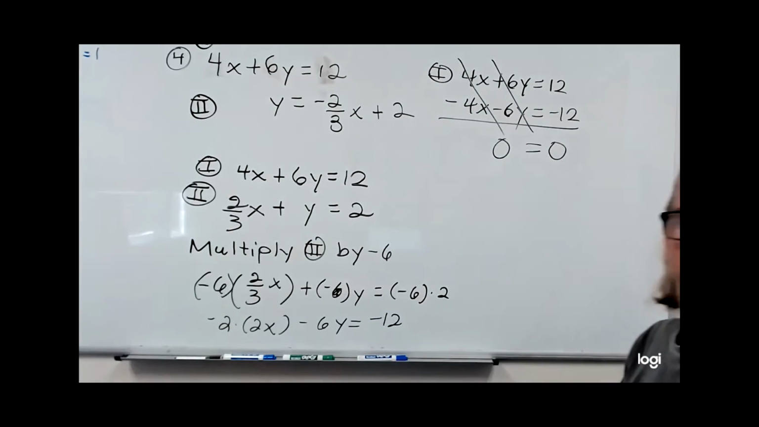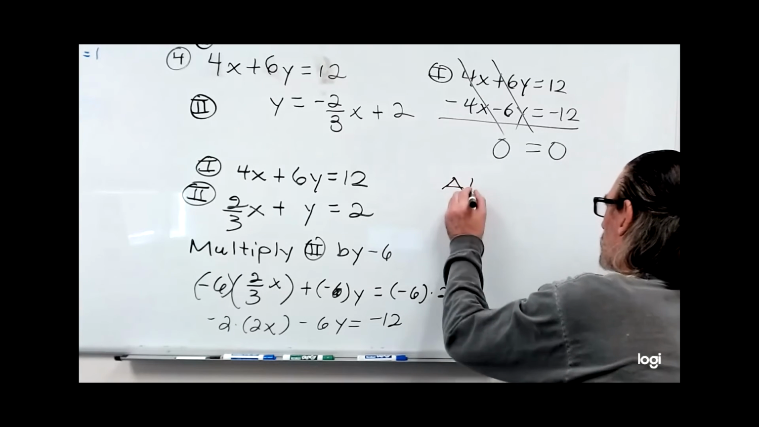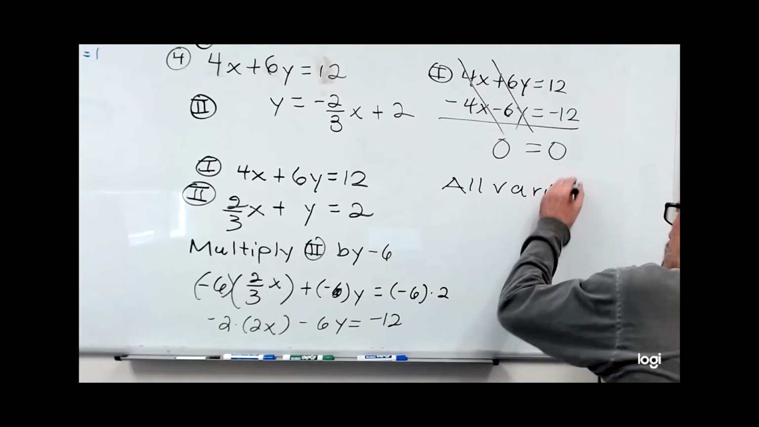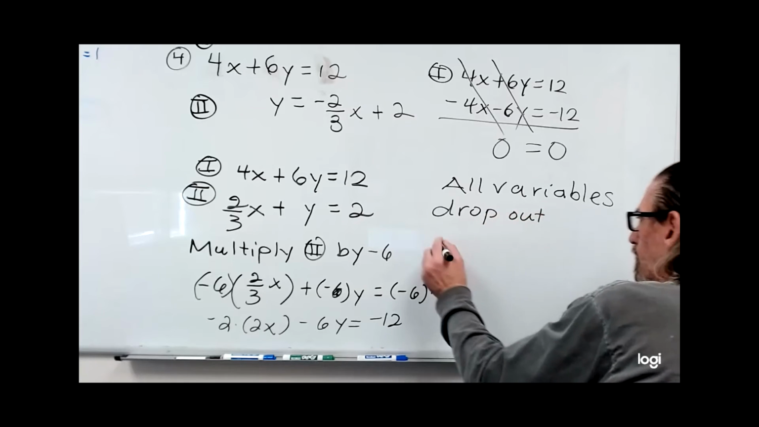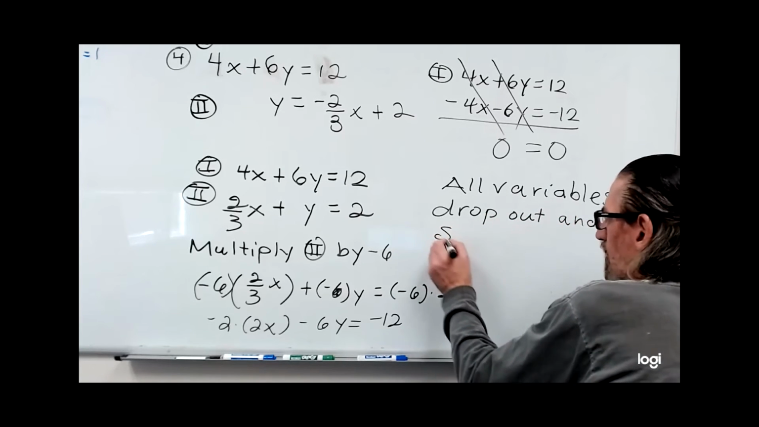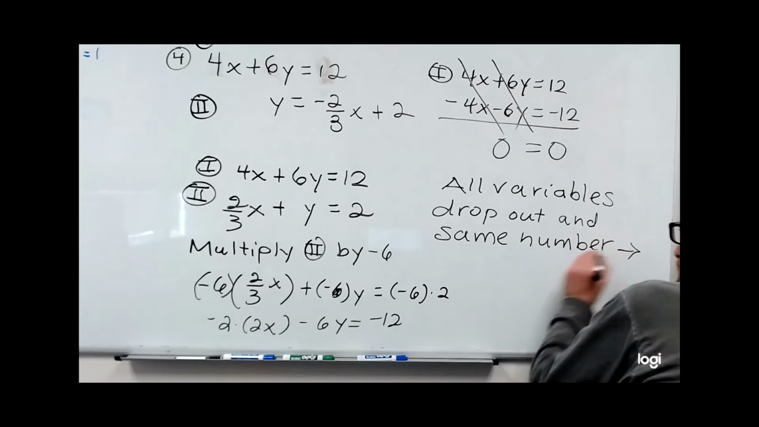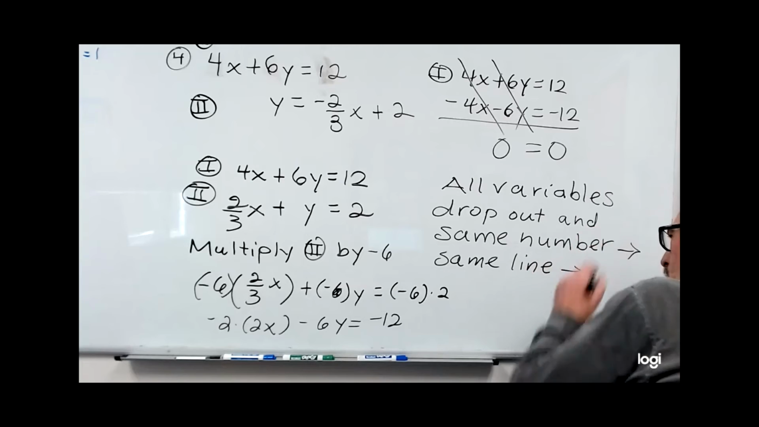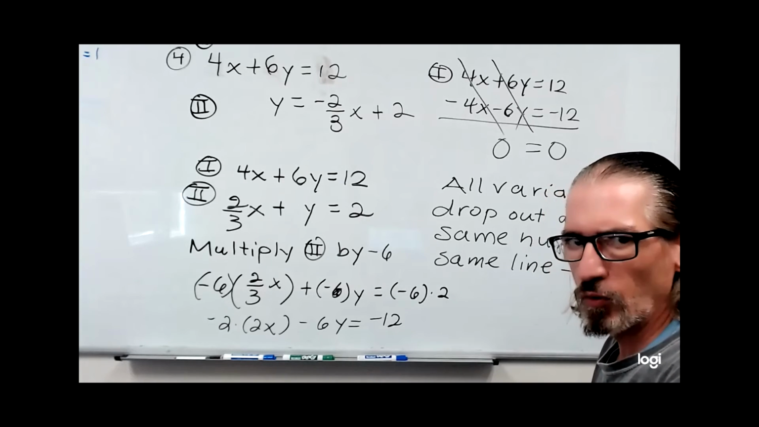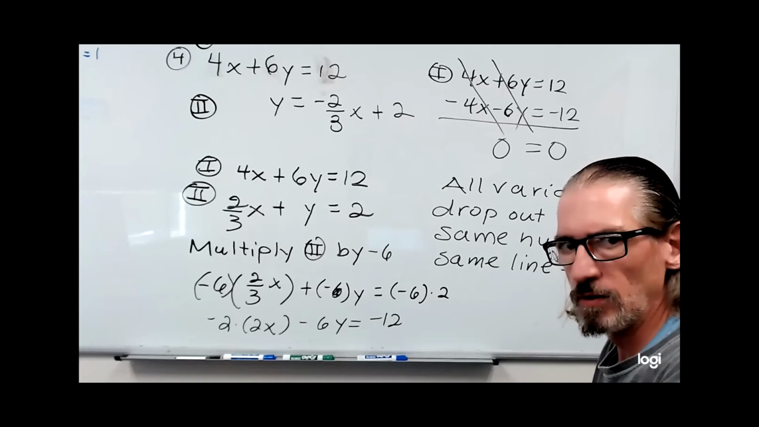Our conclusion when we saw something like that with substitution was that if all the variables dropped out and we get the same number, same line, if this was being done graphically. But if that's the same line, then every xy ordered pair that is a solution to the first equation is a solution to the second equation as well. And so we have infinitely many solutions to the system.